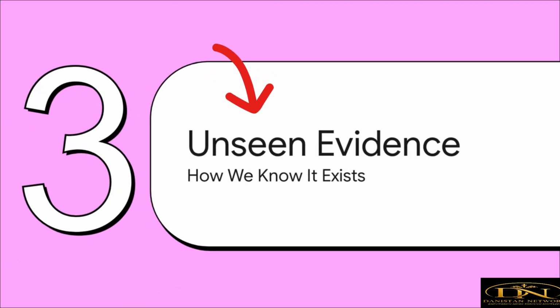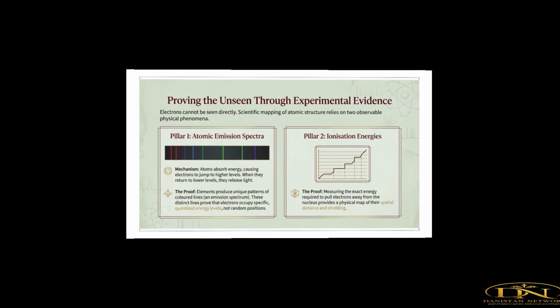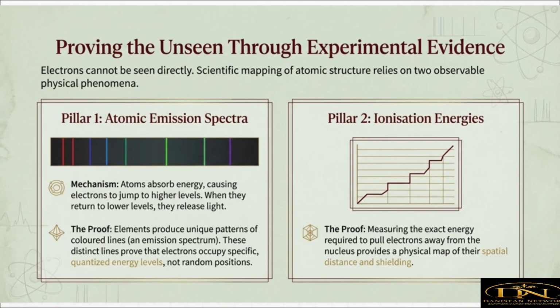How we know it exists. Now, scientists can't exactly look through a microscope and see an electron. So how do we know all this? We need hard experimental evidence, and that evidence comes primarily from 2 things: atomic emission spectra and ionization energies. Let's talk about the spectra. When atoms absorb energy, their electrons get excited and literally jump up to higher energy levels. But they can't stay there.